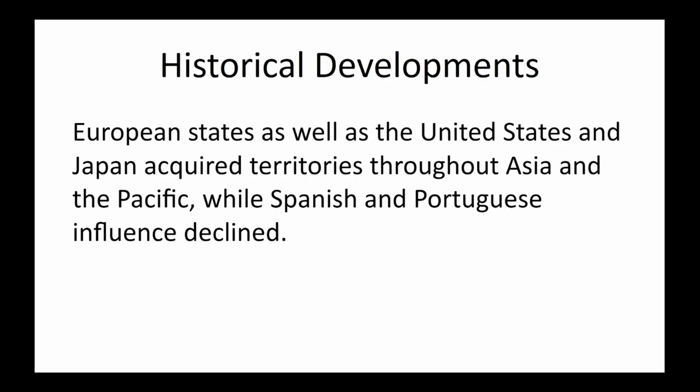So, big historical development. European states, as well as the United States and Japan, acquired territories throughout Asia and the Pacific, while Spanish and Portuguese influence declined. The United States, remember, they took the Philippines, they took Guam, they are taking many different islands, especially in the Pacific, along with Japan.